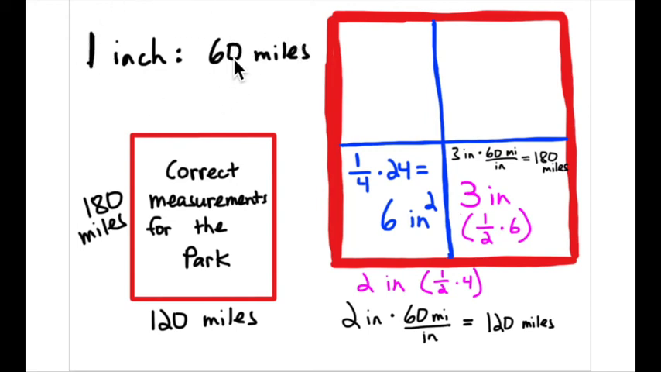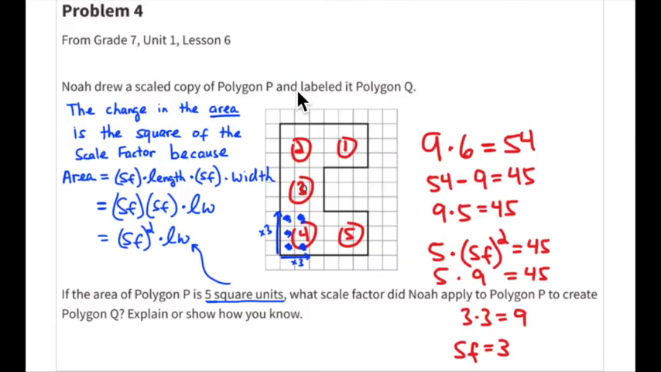So the scale is twice as many units per inch. 1 inch for 60 miles. This is a tough problem. Probably, I think, maybe the toughest kind of problem in the entire 7th grade. And they give that to you in the first unit.